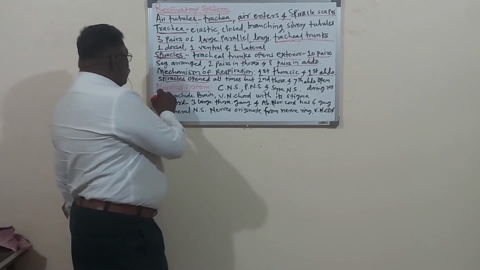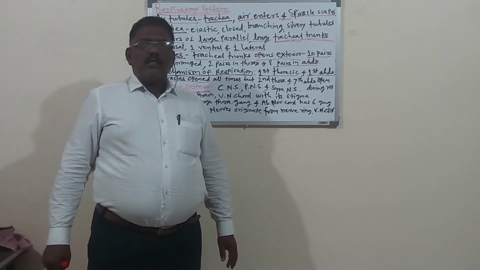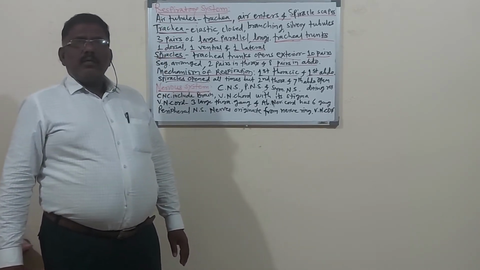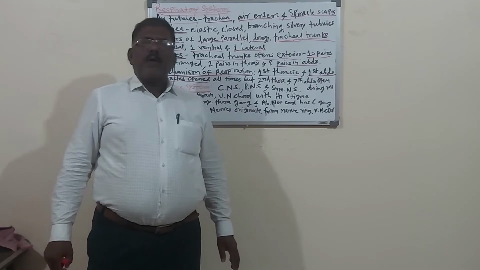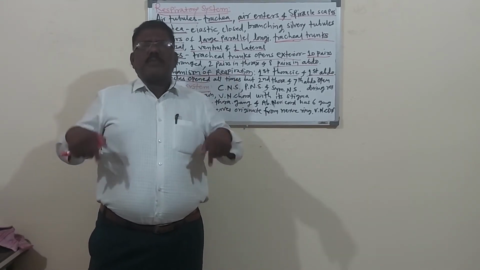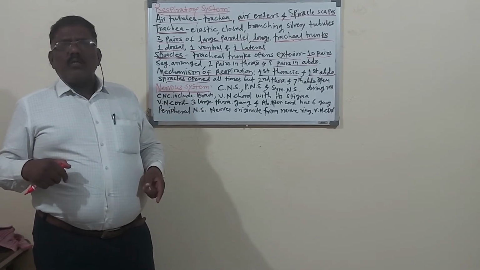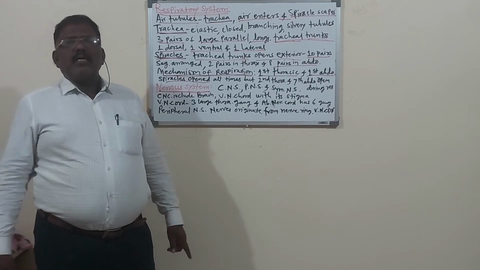Now another system we have to study, that is the nerve system, Cheta Samstha. So nerve system, it is about the nerves. Study of all nerves which are present in the body, including the brain and the ventral nerve cord. So that is collectively called the nerve system.